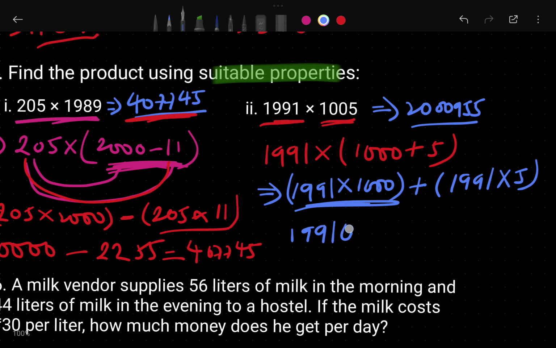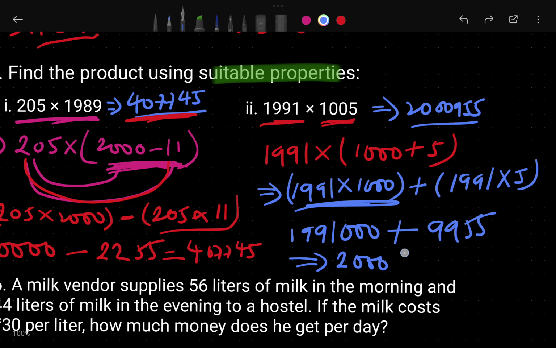1991. This is a 30, put the 3 zeros. Then plus, this is 1991 multiplied by the 5, it is going to be 9955. If you add this together, you know what will be the answer? It is going to be 3 zeros and 9 5.